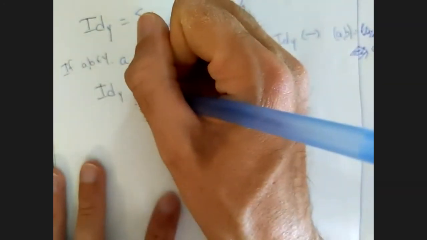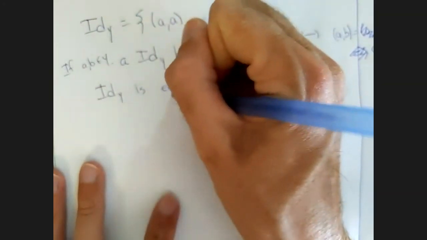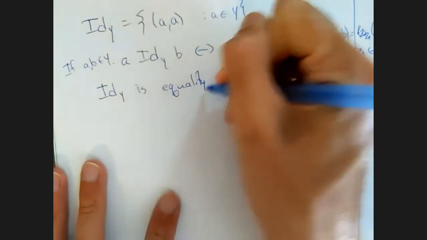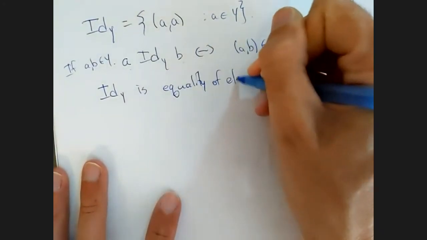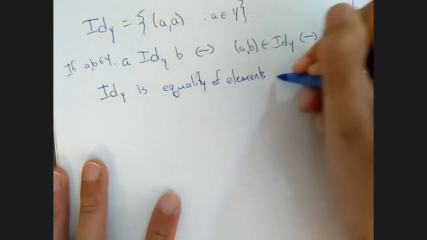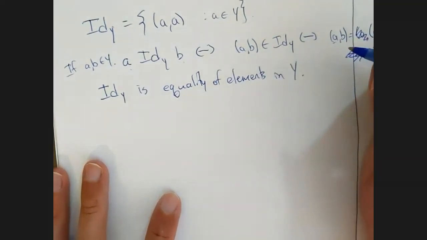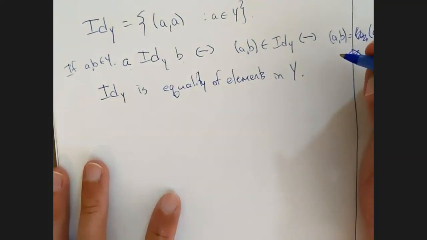So if we want to describe it, we would say identity is equality of elements in Y. That's how I would describe it. You might use slightly different words, but I think that would be okay too.